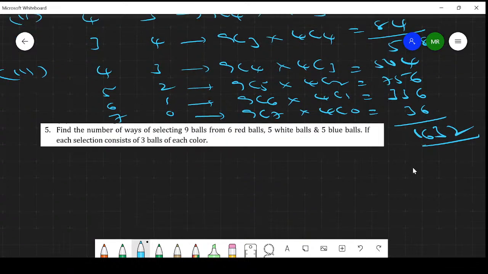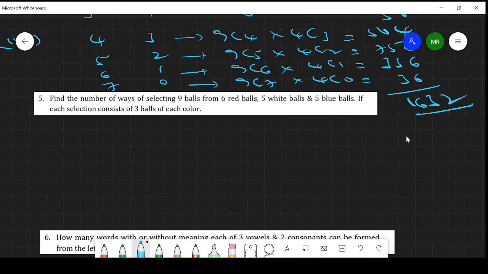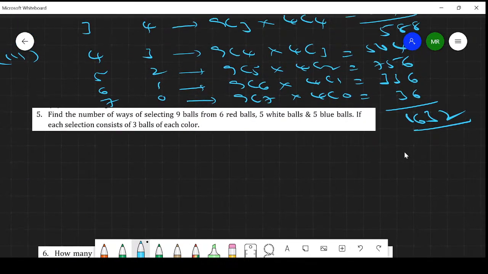Okay, now I'm going with the fifth one. I'm going to stop this one. Another one, you can try this one. Find the number of ways of selecting 9 balls from 6 red balls, 5 white balls and 5 blue balls, if each selection consists of 3 balls of each color.